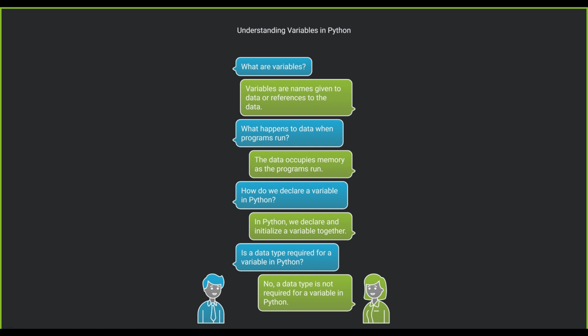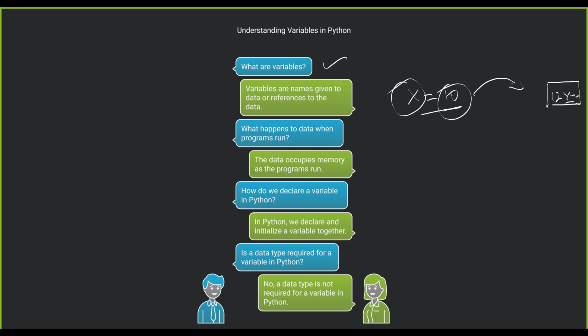Here we can see what a variable is. Variables are the name given to data, or a reference to the data. That is what we call variables, like x equal to 10. So variables are the name. Okay, what happens to data when a program runs? The data occupies memory as the program runs. So this will occupy memory somewhere, and that memory has some address, and there it will actually be stored.